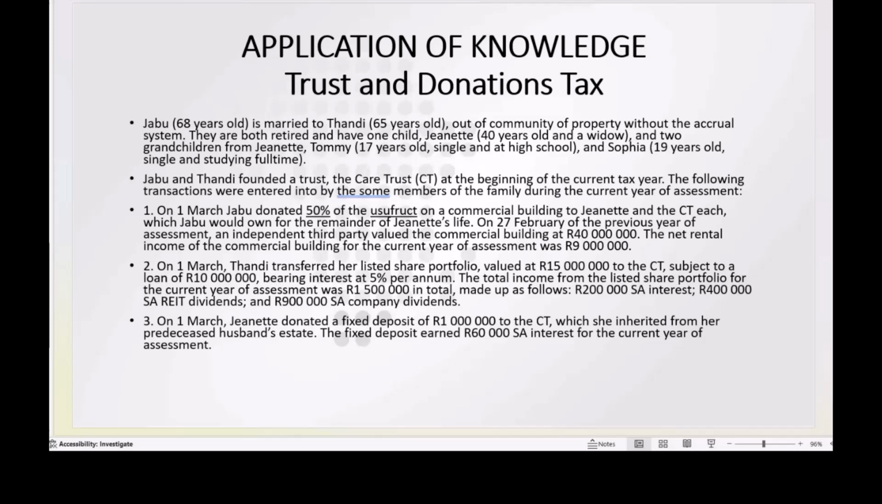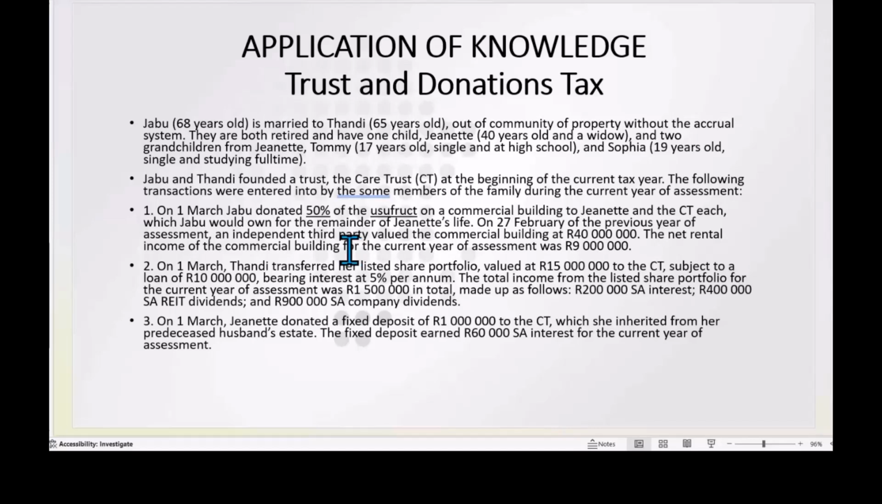Okay. So then they tell us that Jabu and Tandi funded a trust, the Care Trust, and hereafter CT, at the beginning of the current tax year. The following transactions were entered into by some of the members of the family during the current year of assessment. Okay, they tell us on the 1st of March, Jabu donated 50% of the usufruct of a commercial building to Janet and Care Trust each. So they each got 50%, right? Which Jabu would own for the remainder of Janet's life.